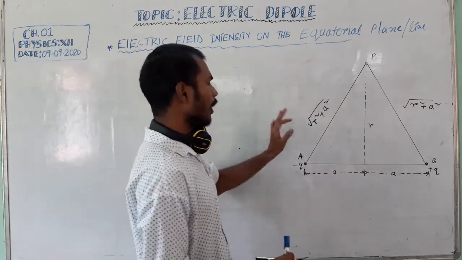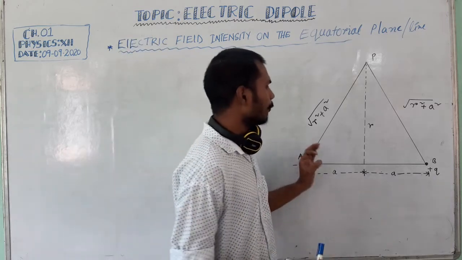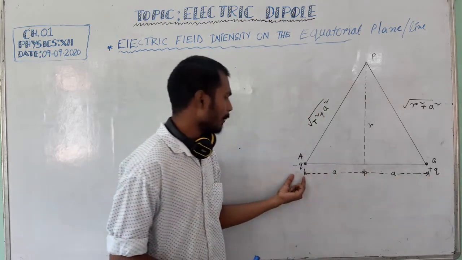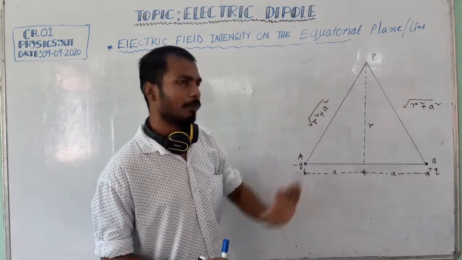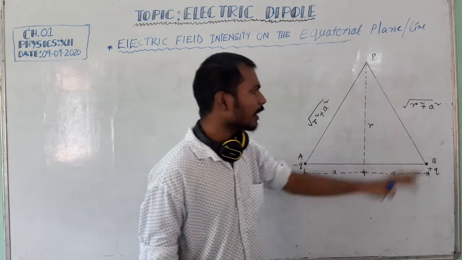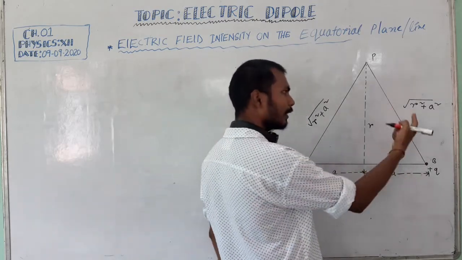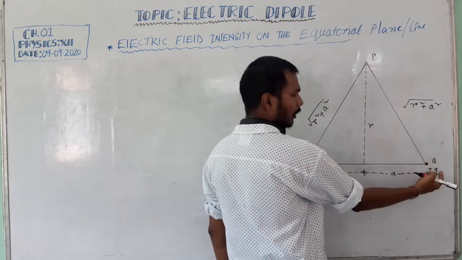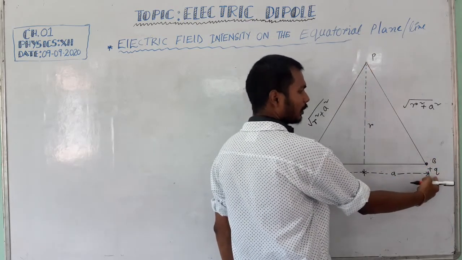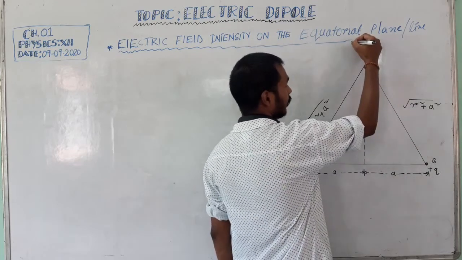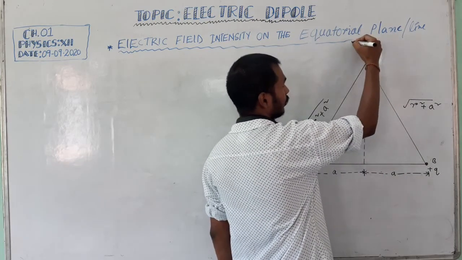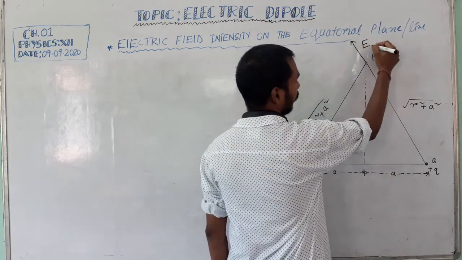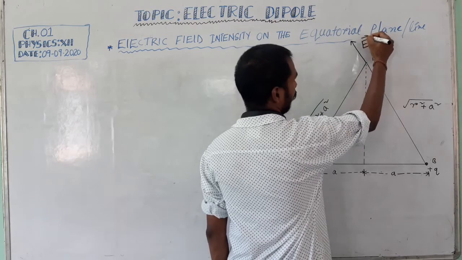Now, getting my point. Next, we will find the direction of the electric field individually due to the charge plus Q and minus Q at point P. Now for plus Q charge, what is the direction of the electric field? We know that it is radially outward. So draw the direction of the electric field due to point B, or due to charge plus Q, on P. This is radially outward. This is the electric field due to plus Q charge at P.